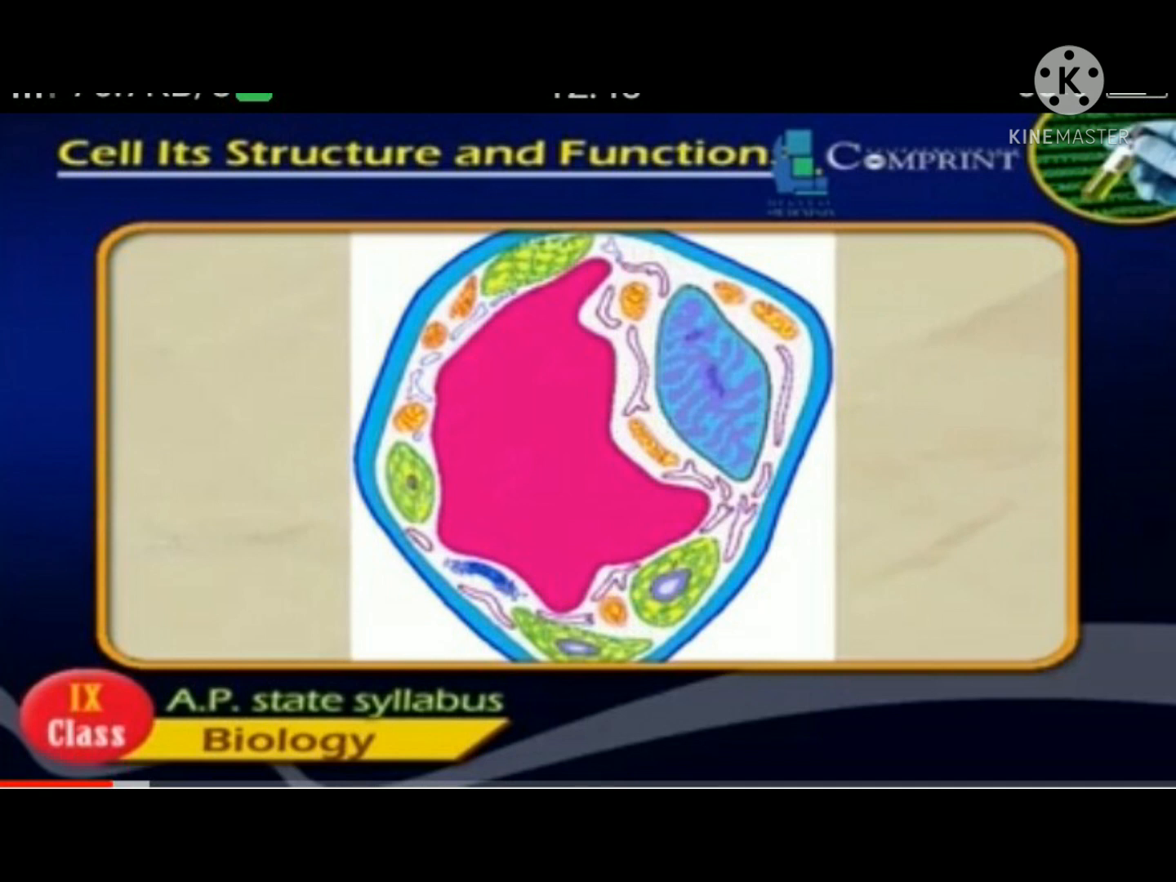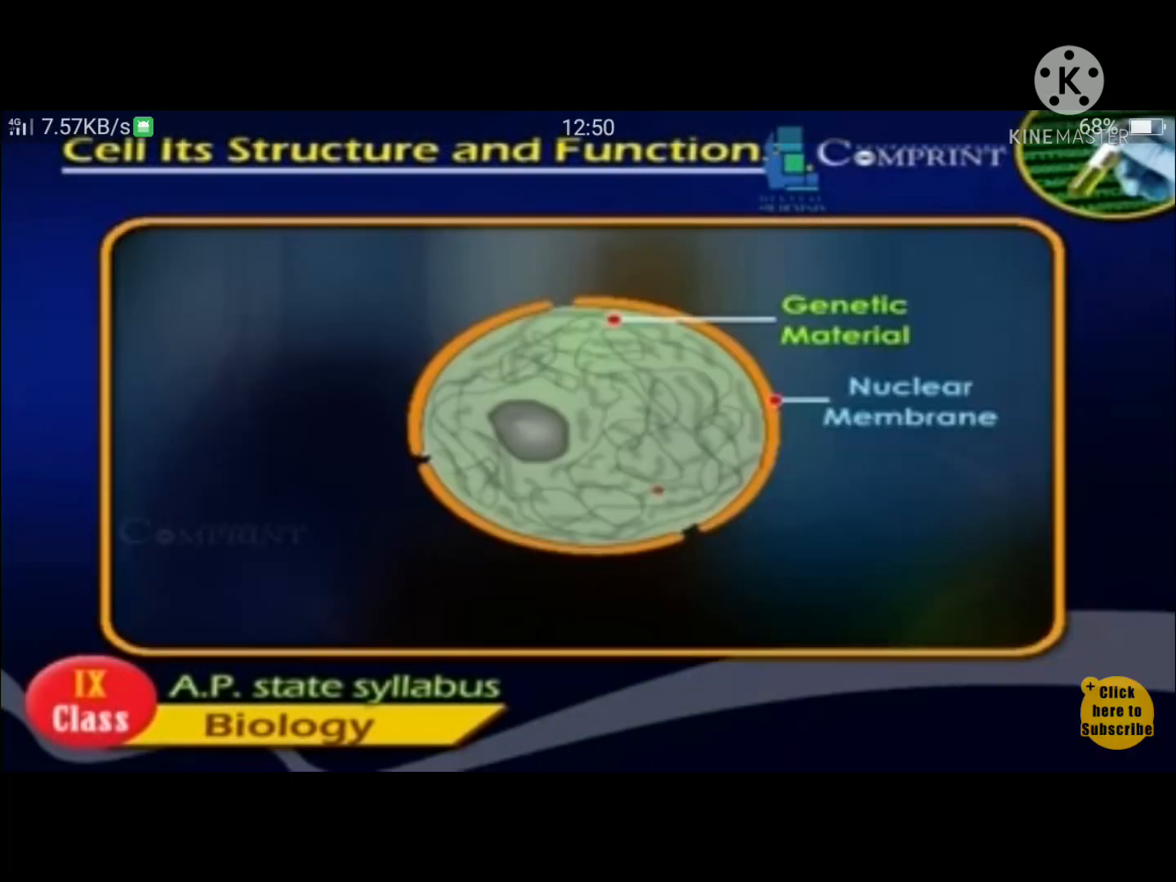Next cell organelle, the nucleus. The nucleus regulates and controls all the functions of the cell and determines the characteristics of the organism. It contains all the genetic information. The nucleus is also closely involved in the process of cell division.